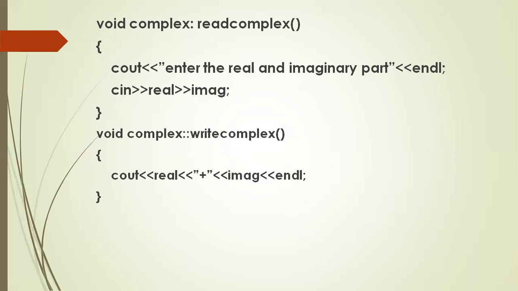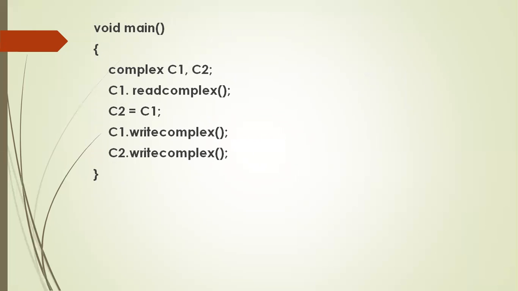Now we have defined the class, we have written the prototypes of the member functions, and we have defined both member functions outside the class. Now we have to create objects inside the main function. Void main, complex C1, C2. So C1, C2 are objects of the complex class. C1.read_complex: now we are calling the read_complex function with the C1 object. Naturally, you will input the values for real and image of the first complex number.